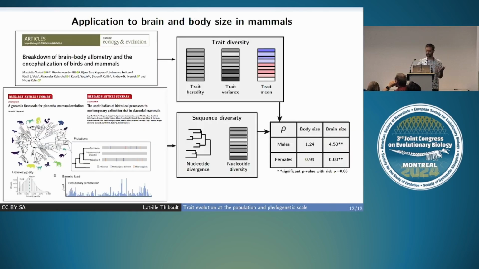So that was a simulation, and at the mammalian scale, we looked at body size and brain size. What we are seeing here is that body size looks close to neutral. And for brain size, the index is way higher than 1 with very significant p-values, meaning that brain size has been varying way too fast across mammals compared to our expectations.